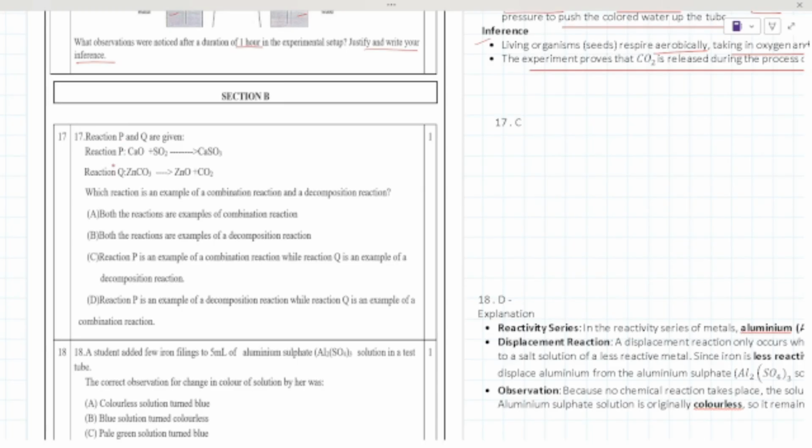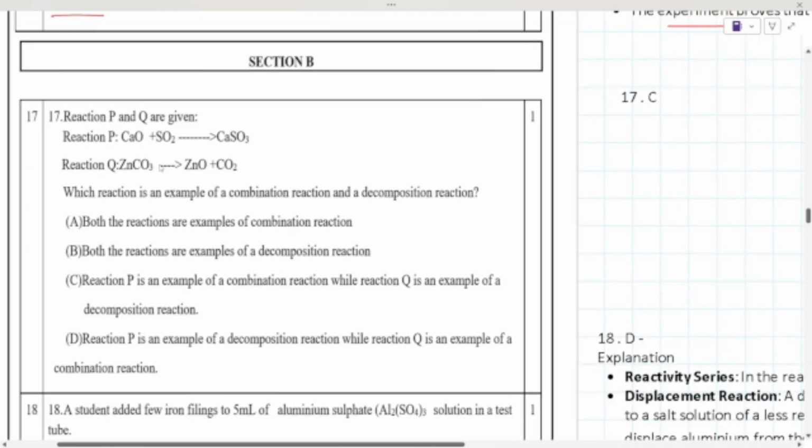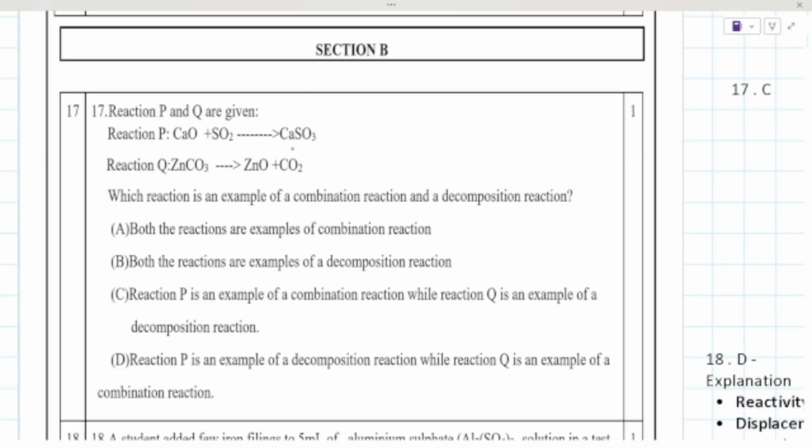The 17th number question. Reactions P and Q are given. Reaction P: CaO plus SO2 gives CaSO3, right? And reaction Q is ZnCO3 giving ZnO and CO2. Which reaction is an example of a combination reaction and which is a decomposition reaction? Explain it. Which one will be? You can also see it yourself. It's too easy by seeing the reaction. You can just say the answer.